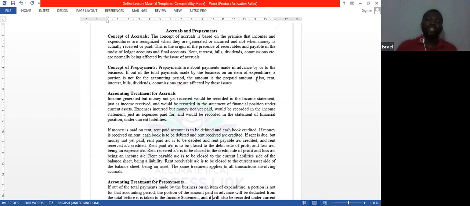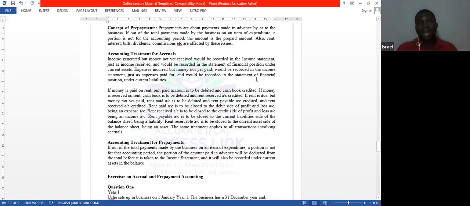Now for the treatment. So let's see, if money is paid on rent, rent paid account is to be debited and cash book credited. That is where cash is given.